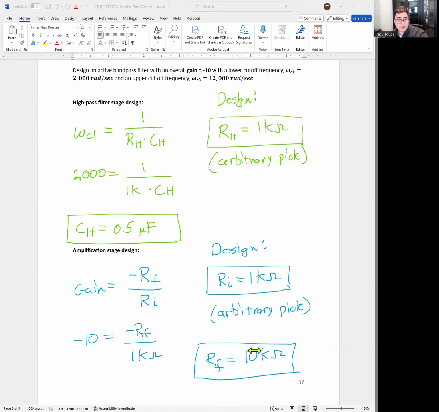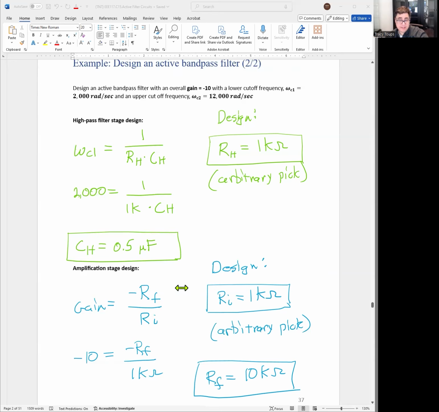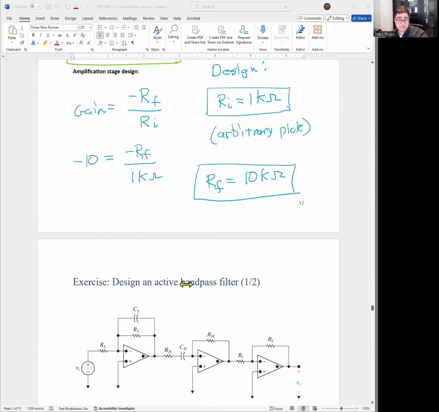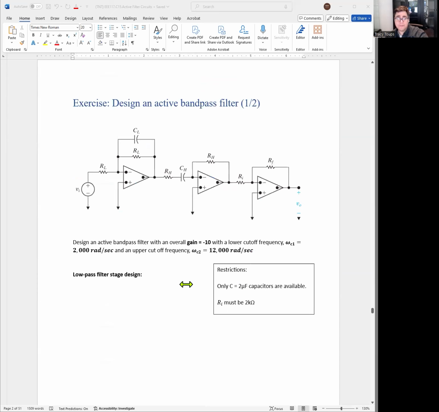So we get a 10 kilo ohm resistor, put it in your circuit, and then you have a gain of -10 to be exact. Okay. And again, this is by design. So this is pretty much a complete design of your bandpass filter, right? The active bandpass filter to be exact.